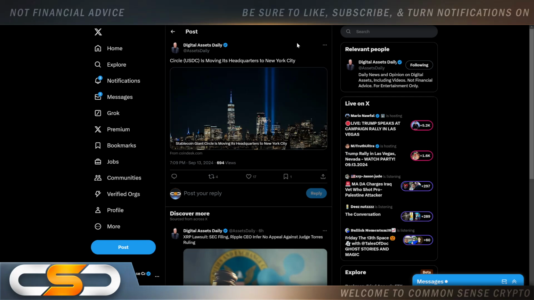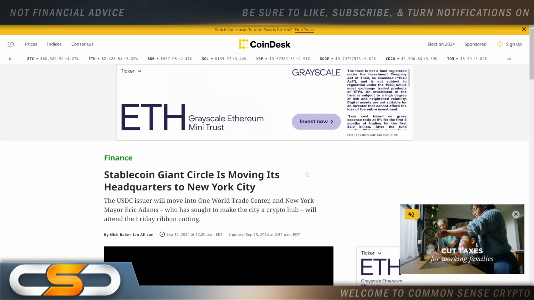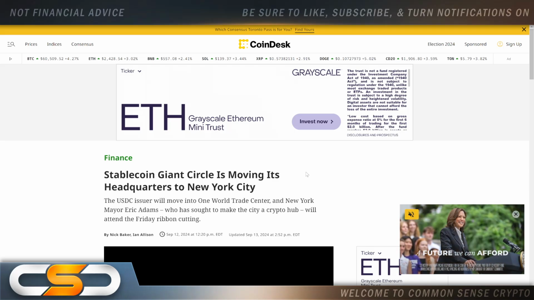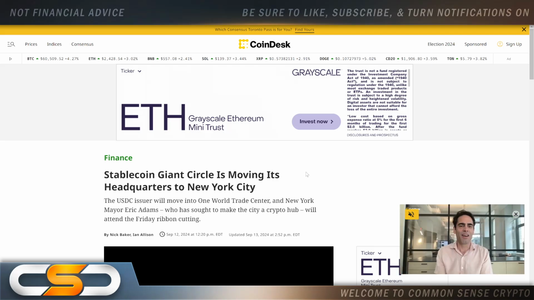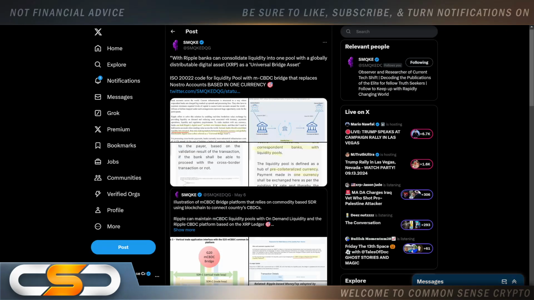Circle USDC is moving its headquarters to New York City. So you see right here, the USDC issuer will move into One World Trade Center, and New York Mayor Eric Adams, who has sought to make the city a crypto hub, will attend the Friday ribbon cutting. I wonder why they're coming to the US now, why they're moving their headquarters to New York City now. Most likely we're going to see a lot of big things happen here in the US very soon around stablecoins and around crypto as well. I think things are going to start to change very fast.